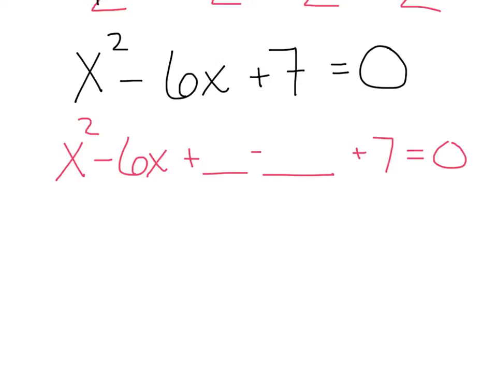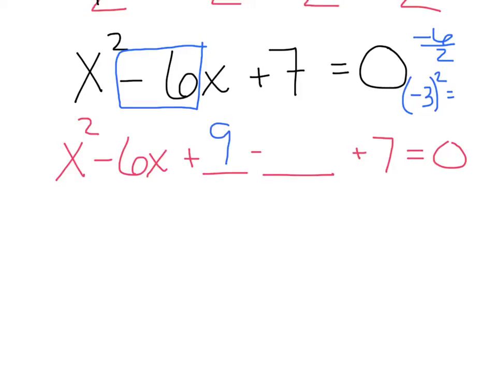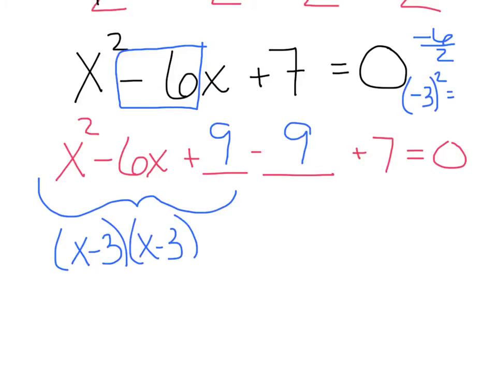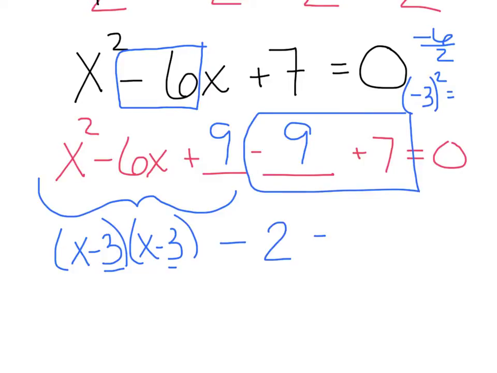How do we get that number? Well, we take that coefficient of x, the number in front of x, we cut it in half. Negative 6 divided by 2 is negative 3, and then we square it. Remember, when you square, you should always get a positive number. Negative 3 squared is 9, so I'm going to add 9 and subtract 9. These first 3 terms, put a bracket around them. Those factor nicely. x minus 3 and x minus 3. Remember, it's the number you squared. Box these two in, add those together. Negative 9 plus 7 is negative 2 equals 0.